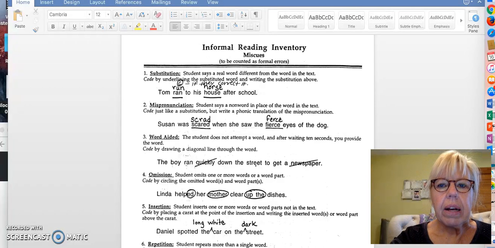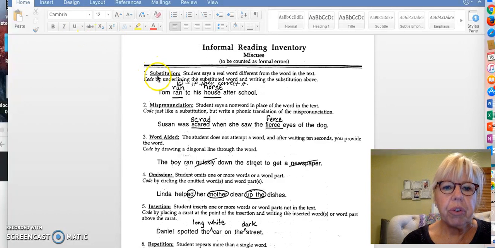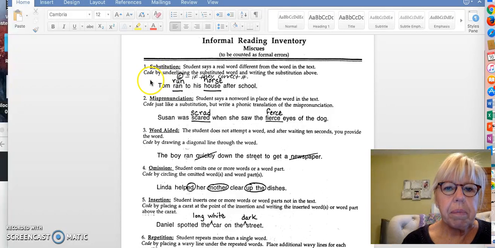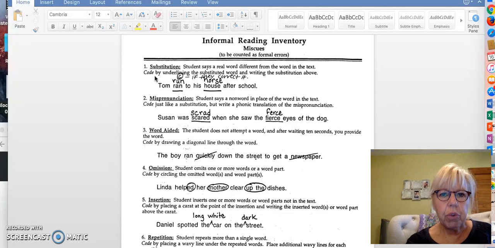I'm going to first just show you the miscue sheet. This is loaded for you on D2L, and it just shows you the 7 types of miscues that we want to code or mark as the student is reading orally for us.